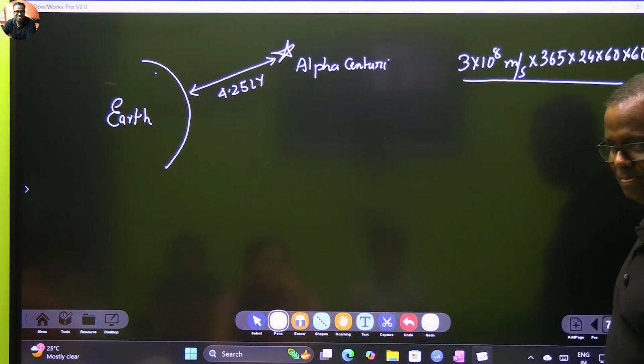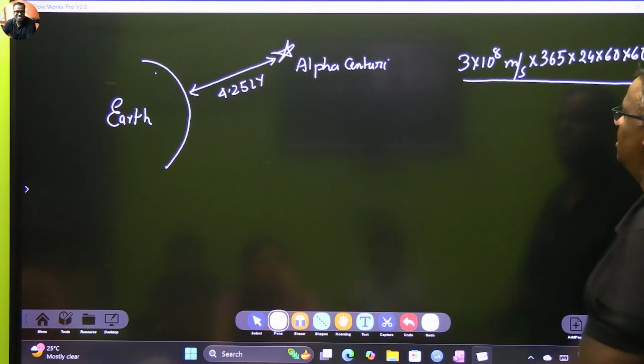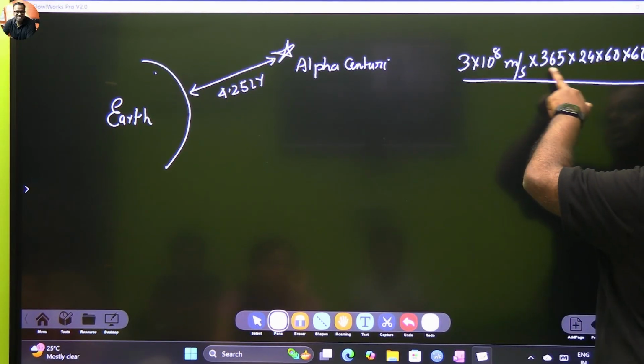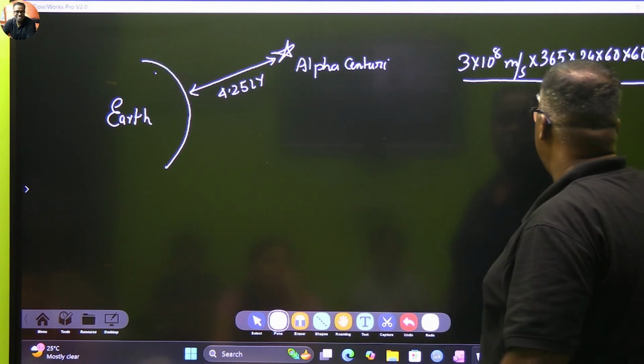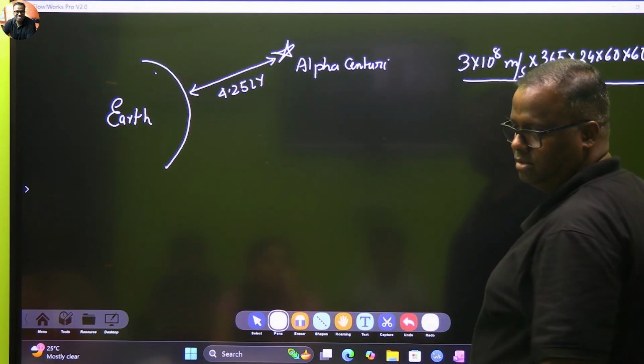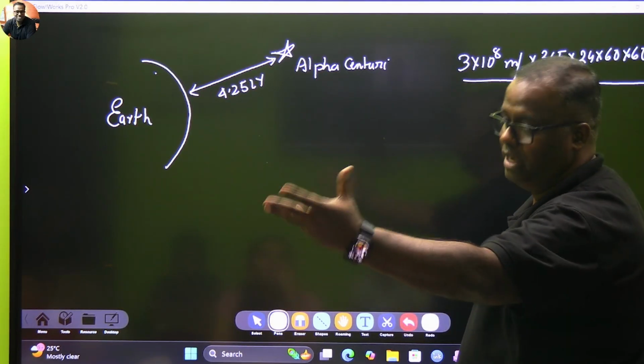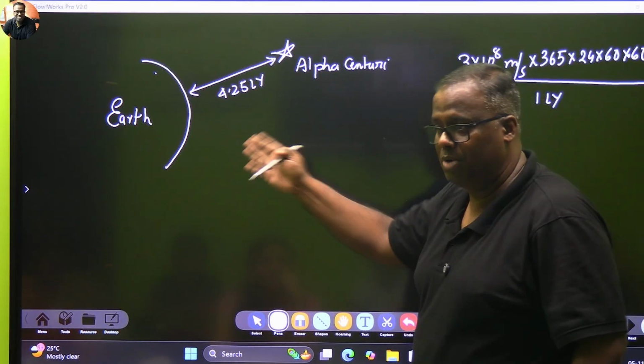Can you understand? 3 lakh kilometers. This is 3 into 10 to the power 8, 3 lakh kilometers, 3 into 10 to the power 8 meter per second. So this is the distance. This is 1 light year. How far is this star? 4.25 light years away. And this star is my nearest.